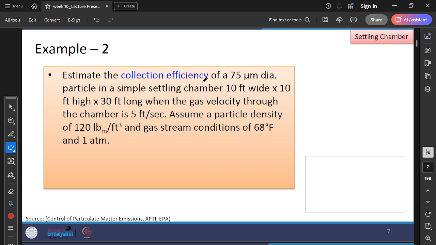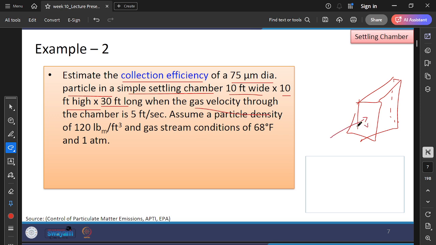Estimate the collection efficiency of 75 micrometer diameter particle. That's the diameter of the particle they have given. In a simple settling chamber, width is given, height is given, and the length is given. So it's a square chamber. Okay, like this, there is a chamber. Assume the gas velocity, that is V, they have given 5 feet. So here you can see everything is in feet. Don't forget to convert everything to feet.